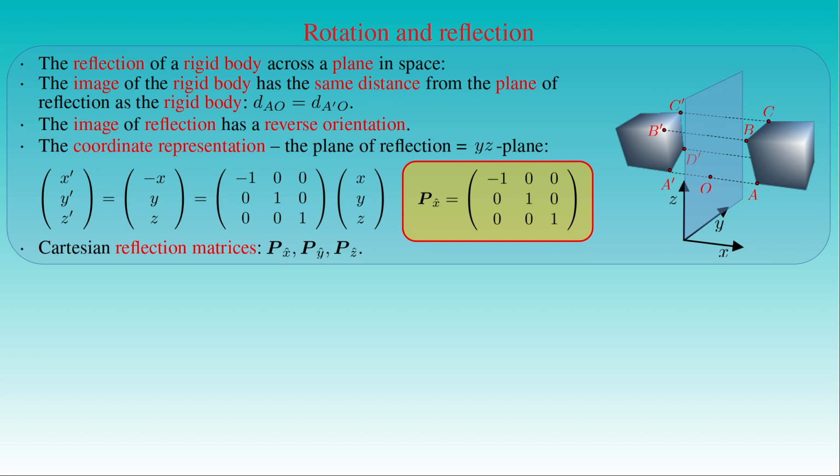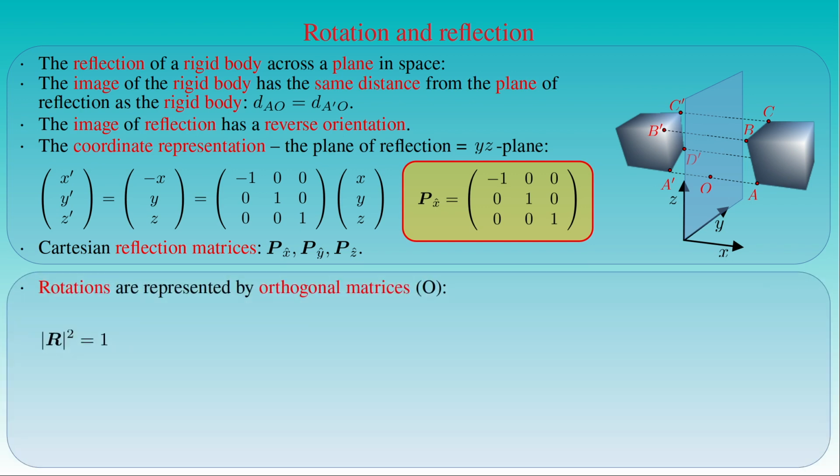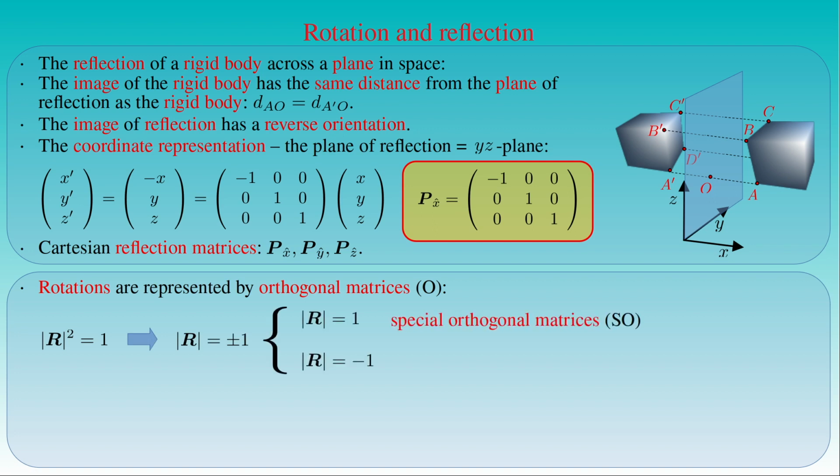We have already shown that rotations can be represented by orthogonal matrices, which are denoted by the capital letter O. In other words, the square of the determinant of a general rotation matrix R is equal to 1. As a result, the determinant is equal to either +1 or -1. If the determinant of a matrix is equal to 1, we call it a special orthogonal matrix denoted by the capital letters SO, and such matrices represent the proper rotations of rigid bodies in space.